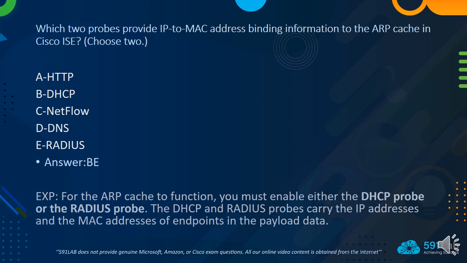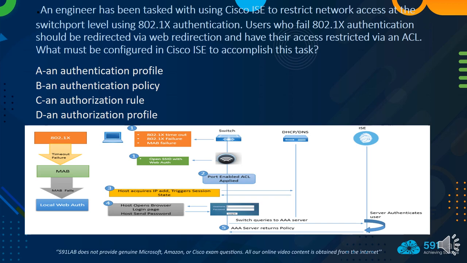Let's go for the next question. In this question, we have a scenario where an engineer has been asked to use Cisco ISE to restrict network access at the Cisco switch port level using 802.1X authentication. If the user fails to authenticate, he should be redirected via an access list with redirection. So, how can we configure ISE to do this task? Let's see.